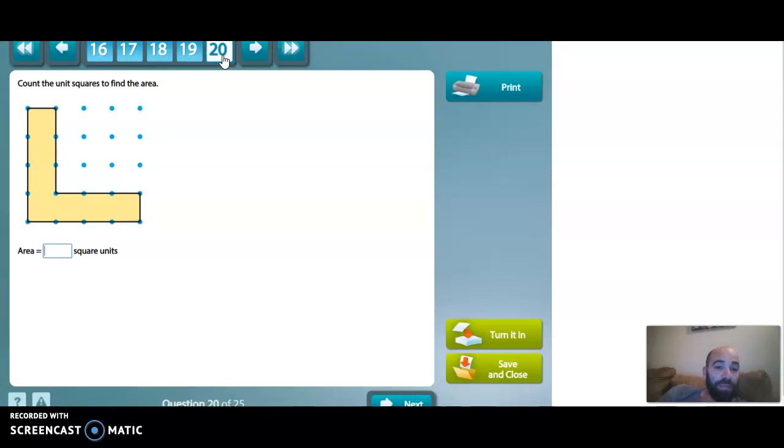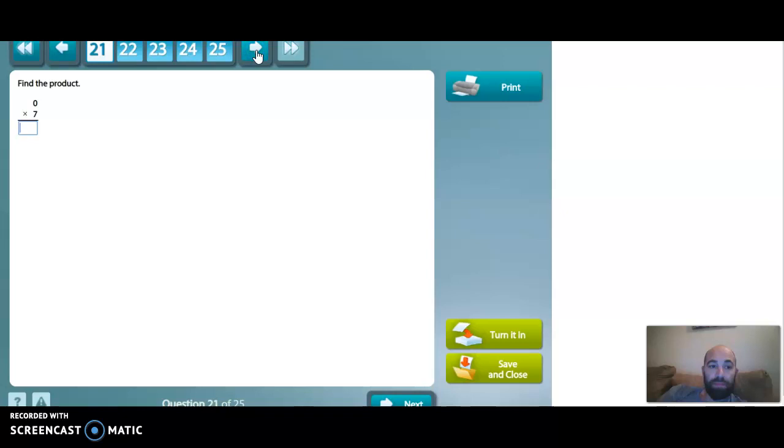Number 20, once again, count the unit squares to find the area. Question 21, find the product. Question 22, find the product.